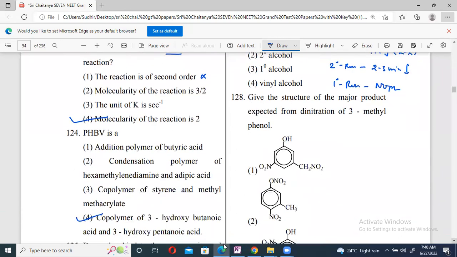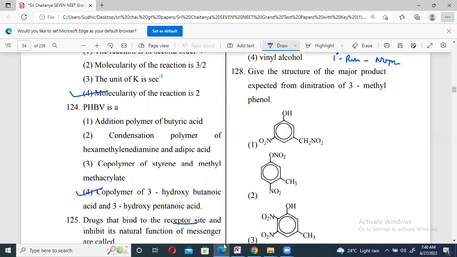Give the structures of the major compound expected from the dinitration of 3-methyl phenol. It's a phenol, beta. And at the 3rd position, I am having methyl. Right? It is an electron donating group. But the electron donating group means it will increase the electron density at the ortho and at the para. If I put my NO2 here, it will have more crowding.